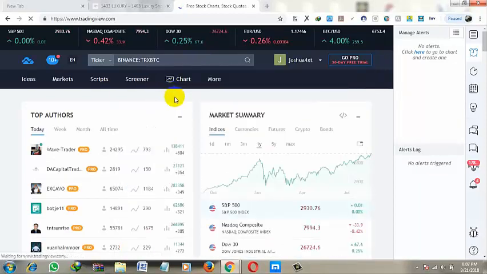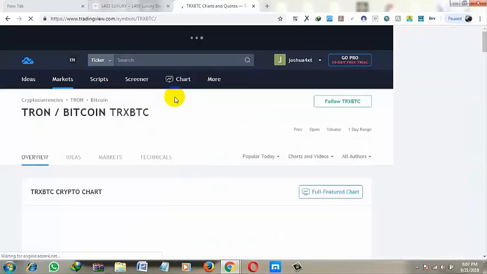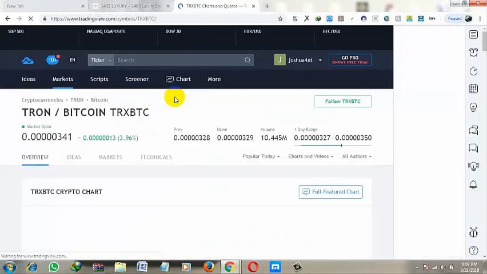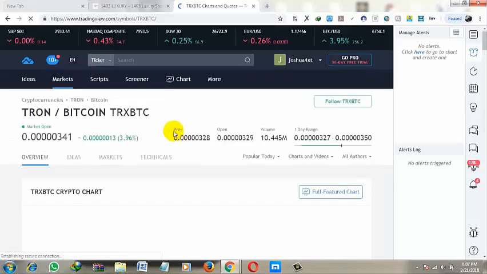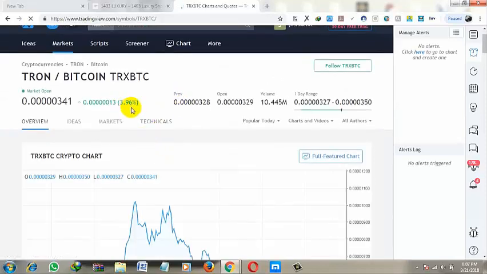I click on it. Remember, you should be paying attention to the exchanges there, but I just click any one because the charts are basically almost the same thing. So I click on Tron. As you can see, it's doing 3.9% today. This is a very good profit if you're trading on BitMEX. Okay, so I click on my full feature chart.